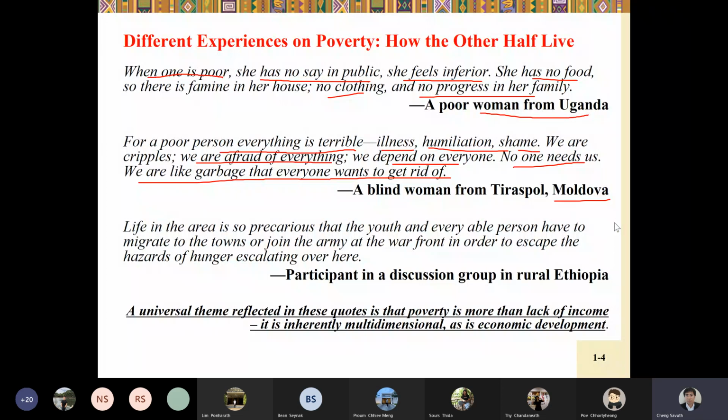This is another speech from a person in rural Ethiopia, one of the countries in Africa. What the person says is that life in the area is so precarious that the youth and every able person have to migrate to the towns or join the army at the war fronts in order to escape the hazard of hunger escalating over here.